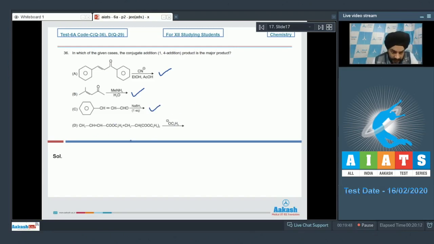If we talk about the D option now, in the D option we have an active methylene group present over here. So this is also going to generate a carbanion in presence of base, which is diffused or resonance stabilized. So this is also going to lead to the generation of a 1,4 addition product as the major product. So all of these given reactions give the conjugate addition product as the major product, students, and for this question we have to mark all of these options as the correct answer.